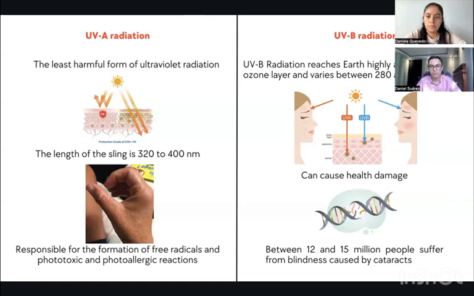photoallergenic reactions. Then we have UVB radiation, which reaches the Earth highly attenuated by the ozone layer and varies between 280 and 320 nanometers. UVB radiation that reaches the Earth's surface is potentially harmful as it reduces plant growth, and prolonged human exposure to this type of radiation can cause health damage such as skin damage like solar erythema, cataracts, or serious mutations in the DNA of skin cells.